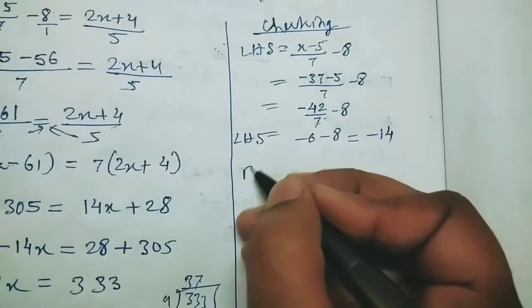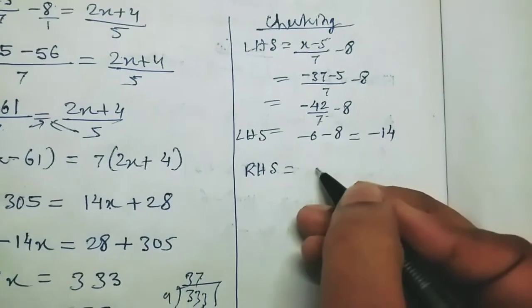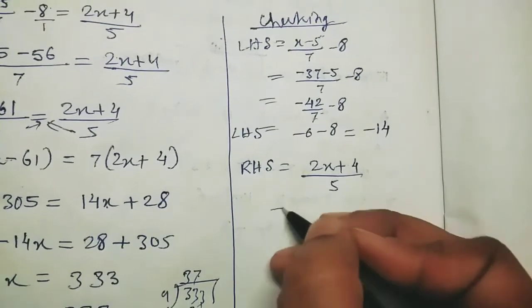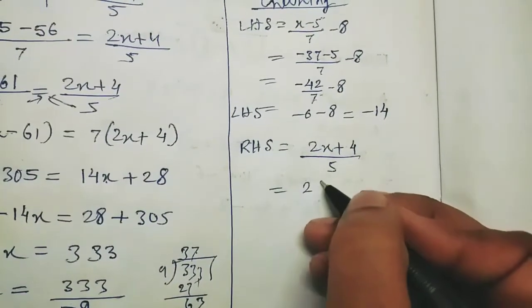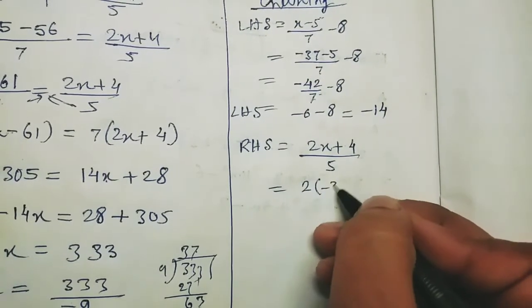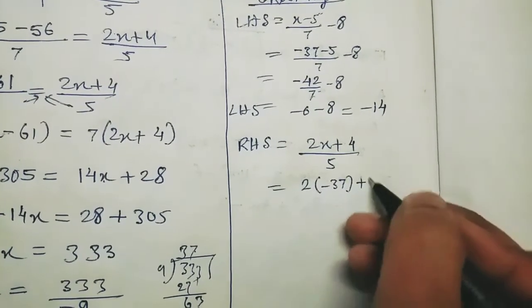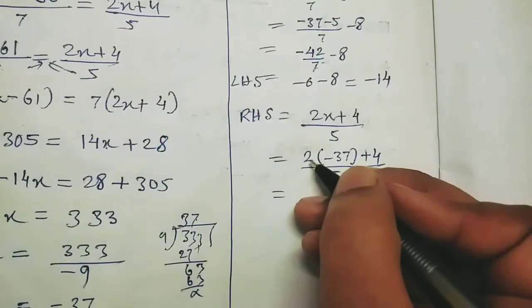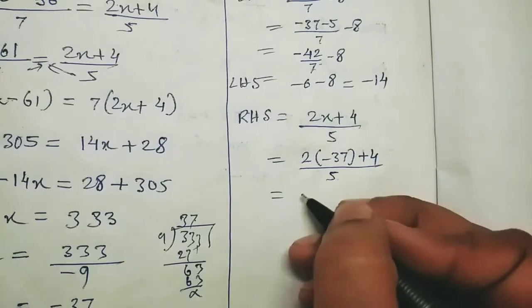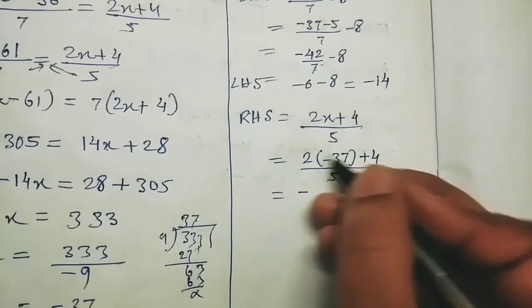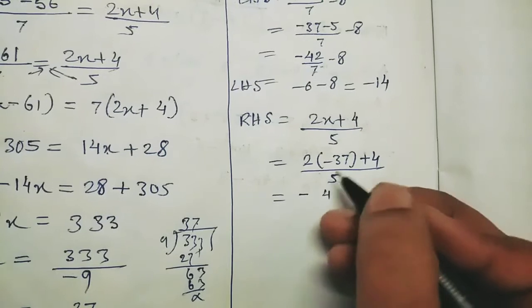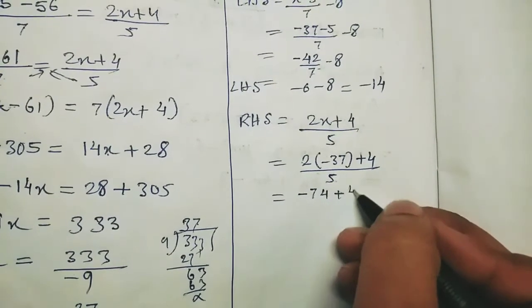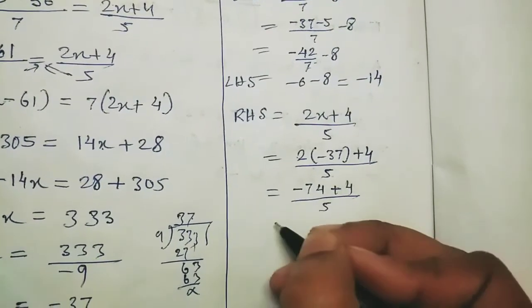Now RHS. RHS is what? (2x + 4)/5. So put the value of x. The value of x is minus 37, so (2 times -37 + 4)/5. Now multiply this 2 into 37. The sign will be minus. 2 times 37 is 74. So minus 74 plus 4 by 5.